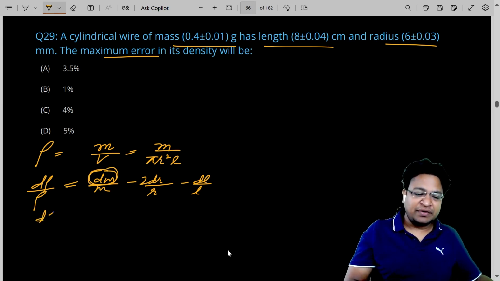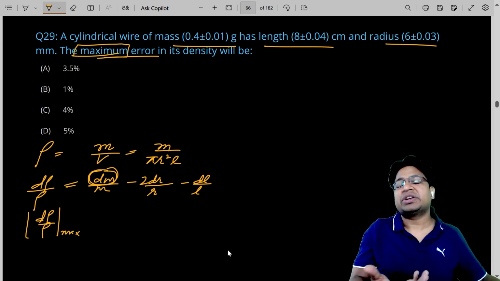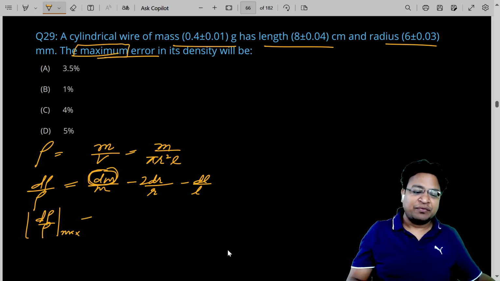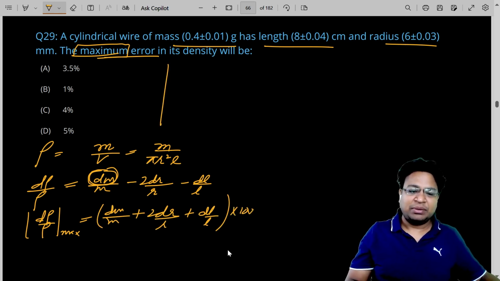So whenever we are trying to find out the maximum percentage error, and even if the question doesn't say maximum, it only says we find the error, we try to find out the maximum error only. So we will add them up. So it will become dm by m plus 2 into dr by r plus dl by l, and then into 100 is what we are going to do to get the maximum percentage error.